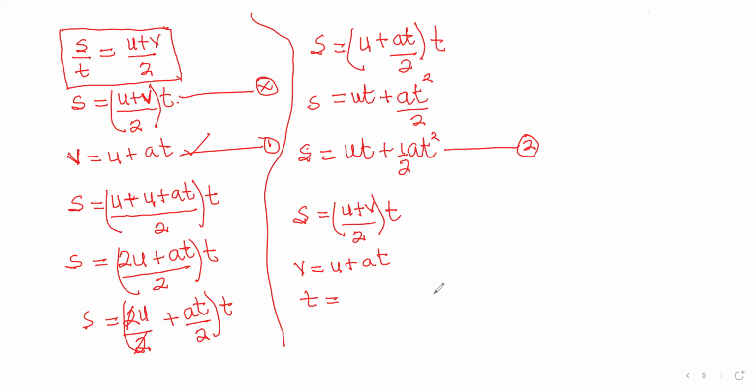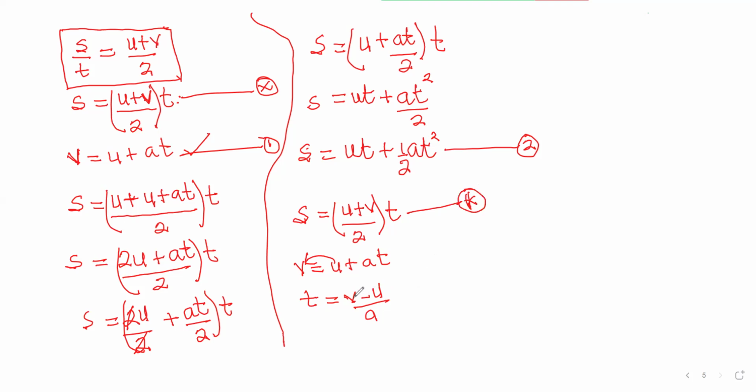Make T the subject. Somebody should help me. Dennis, help me make T the subject. Sir, please, should I just say the answer? Yes. Okay, sir. T is equal to V minus U all divided by A. Exactly.